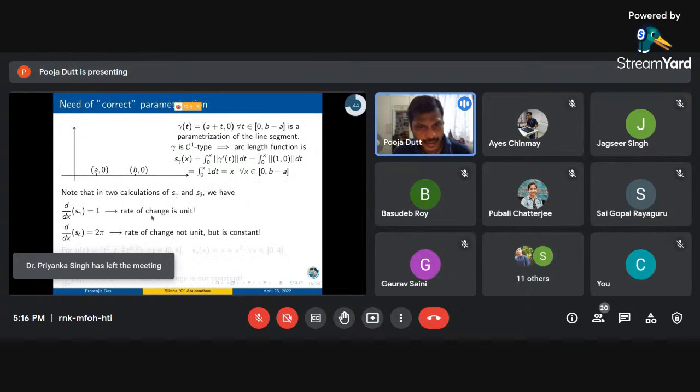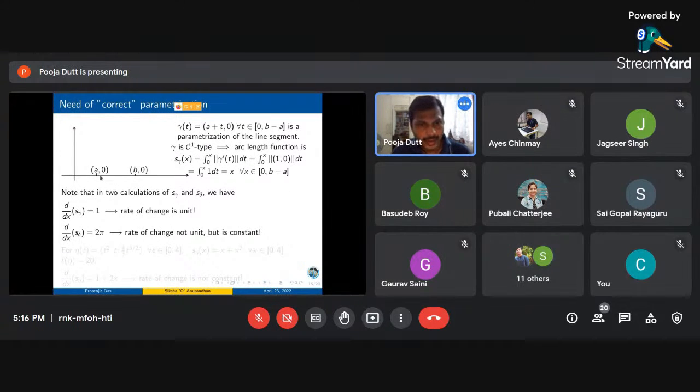I can give one more example where I take the part of the x-axis from a0 to b0, and parameterize it in this fashion: a plus t comma 0, where t is running between 0 and b minus a. So it is a line segment from a0 to b0, and one can check the arc length function is x.